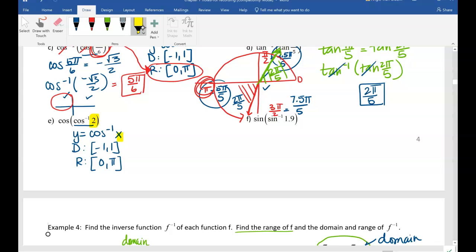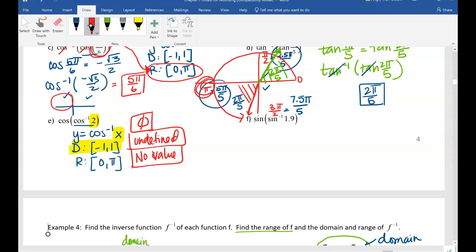This 2 represents the input of cosine inverse, which is going to be compared with the domain of the inverse. Notice how I keep saying the inverse. Well, 2 is outside of that domain. Therefore, this has no answer. So you can say undefined, or in the instruction, it said no value. I will take any one of those, as long as you write undefined, no value, or the 0 with a cross through. Now this is very similar to this one.